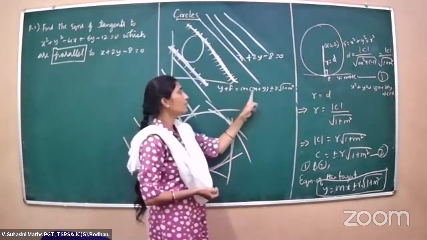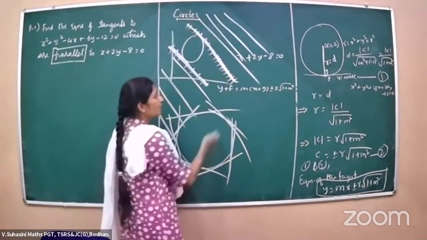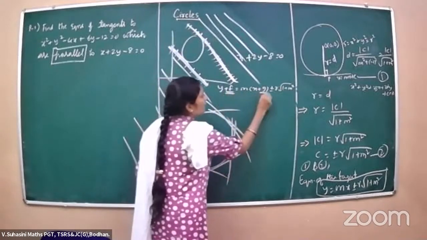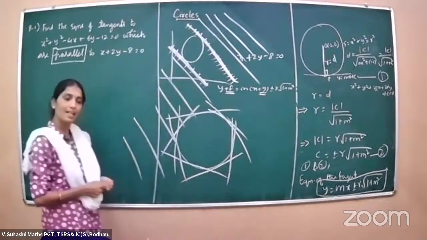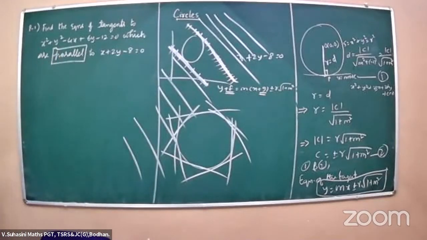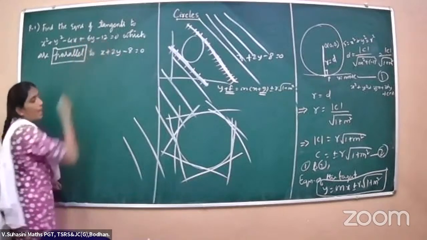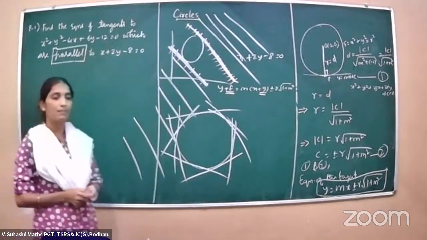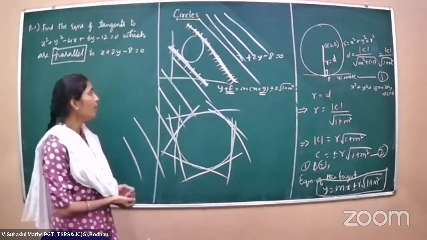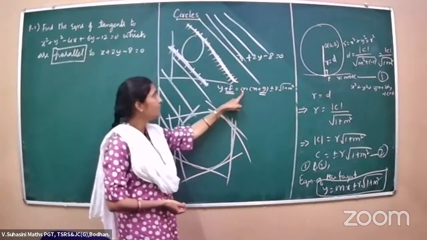y plus f is equal to m into x plus g plus or minus r under root of 1 plus m square. See here, can we write the values of g and f? Yes, we can write. From where can we get? From the equation of the circle. From the equation of the circle, we can get g and f. And also we can get the value of r because r is equal to under root of g square plus f square minus c. And m is the slope of the tangent.